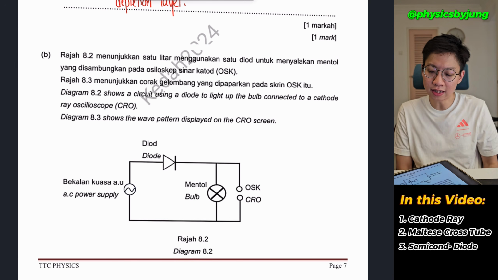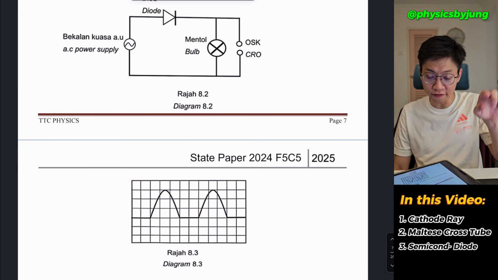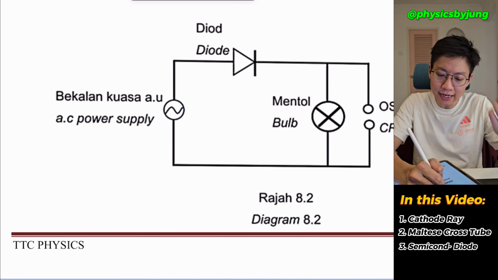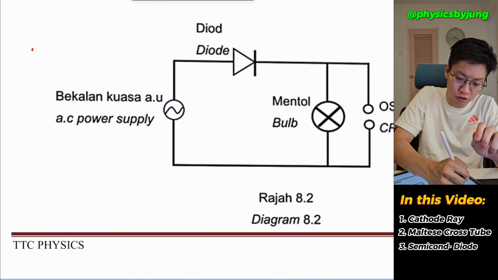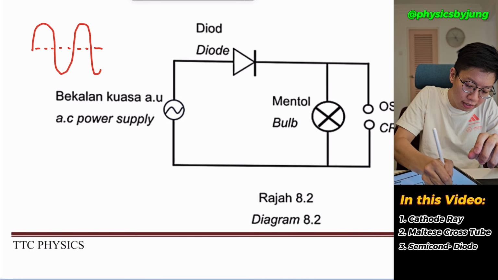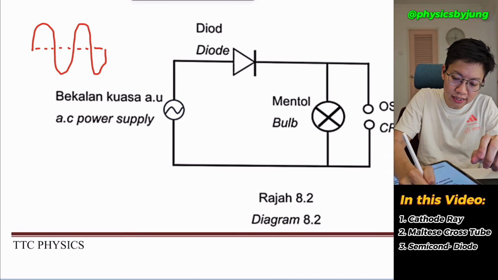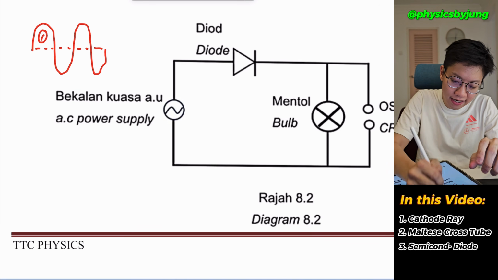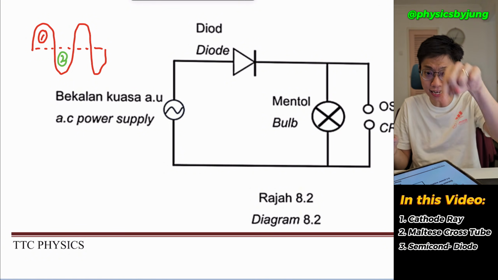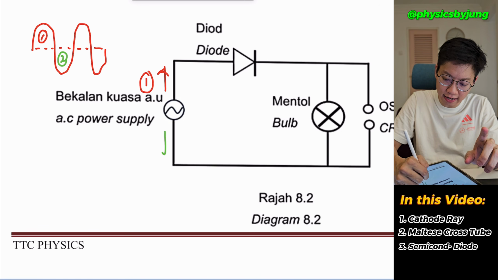So you have a diode which will be connected in this way, and then you have this wave. Okay, why? We will say that there are two cycles in your alternating current. Rather than calling them the positive cycle and negative cycle, let's just call them the first cycle and the second cycle. So first is going up, second is going down. First cycle and the second cycle.